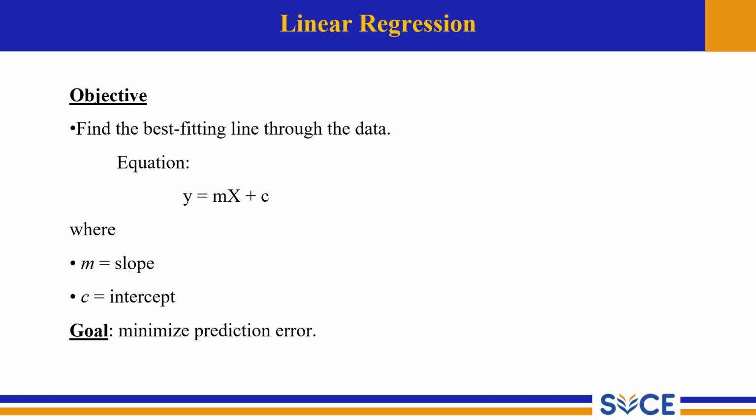To find this line, the model focuses on reducing the differences between the predicted values and the actual values. This difference, or error, is measured using a cost function, usually mean squared error. So the ultimate goal of linear regression is simple: minimize prediction error by choosing m and c in such a way that the line fits the data as accurately as possible. This makes the model reliable for making future predictions based on past observations.